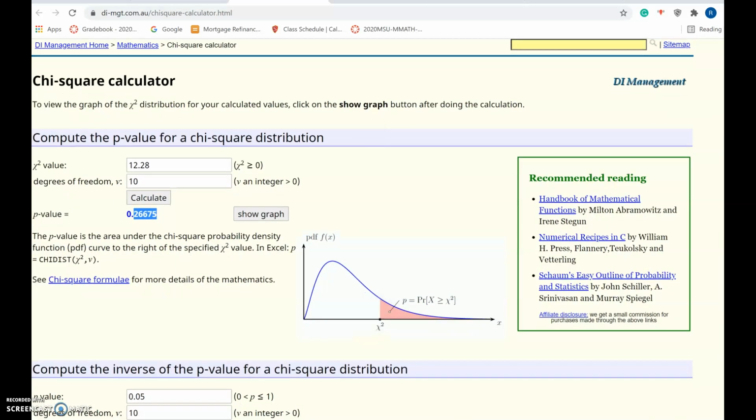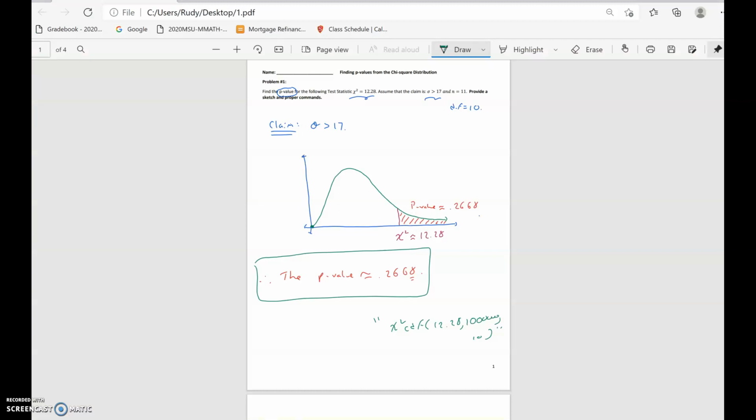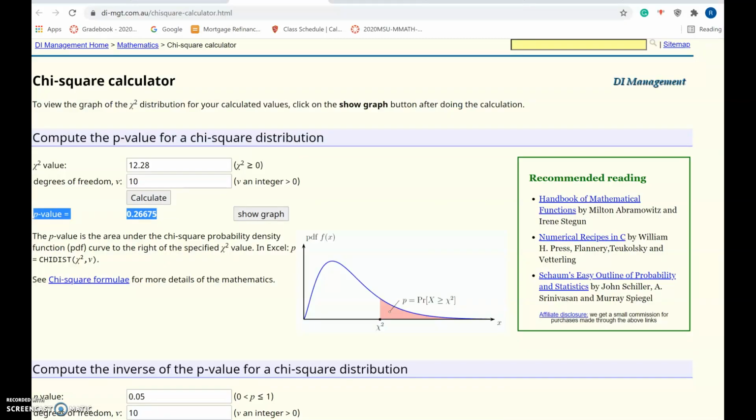In this case, the only portion that needs to be changed is that 12.28. And then, actually here, I think I already ran it. That would be your p-value. In this online software, you can actually see that it's already giving you the region that it's calculating. We're doing a right tail test, so that is already being displayed here. That's actually it for this calculator. You may use it for the homework assignments.